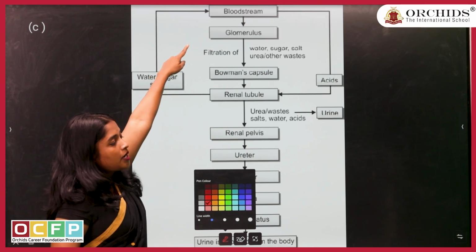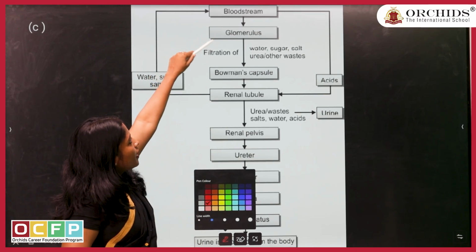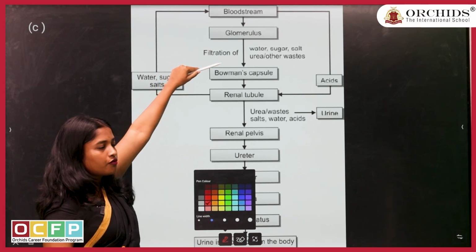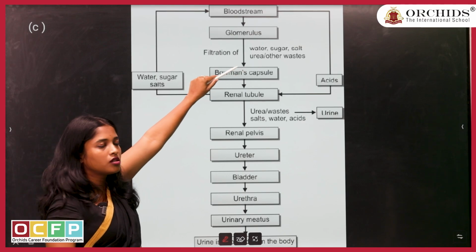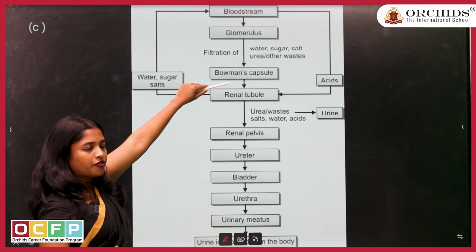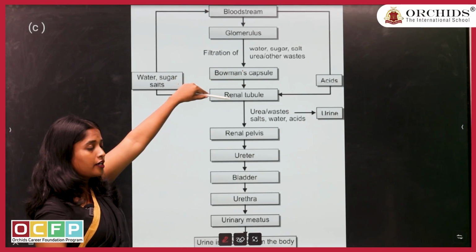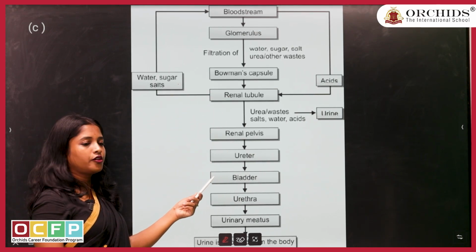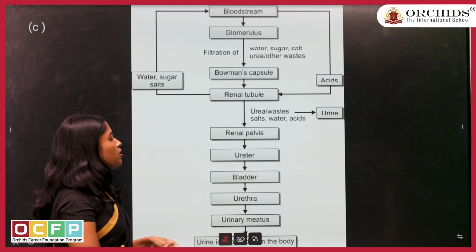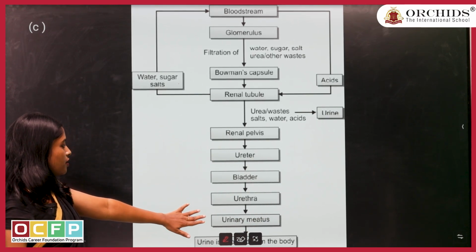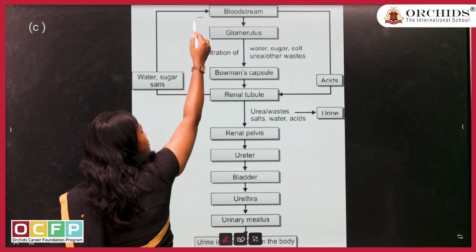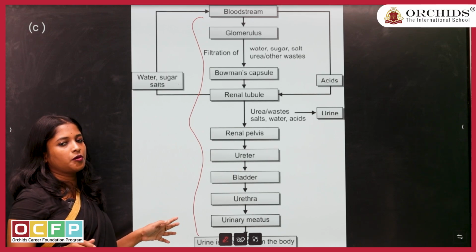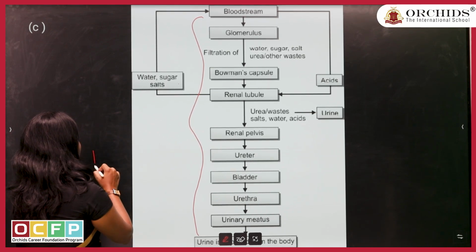So bloodstream, it enters the glomerulus. It is the capillary cluster in the nephron. Then filtration will happen. The sugar, the water, the salts, they will get separated into the Bowman's capsule. Then it goes to renal tubule and it enters the renal pelvis, ureter and urinary bladder, urethra, and it comes out through the urethra. If you just write these points in the form of flow chart, that will be more than enough. This also carries 1 mark.